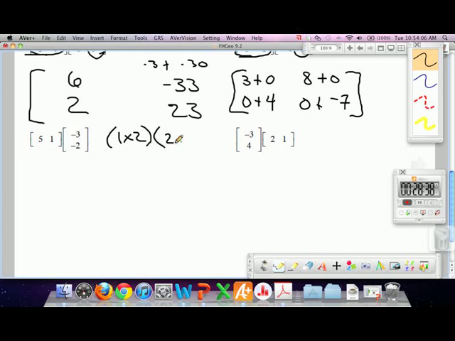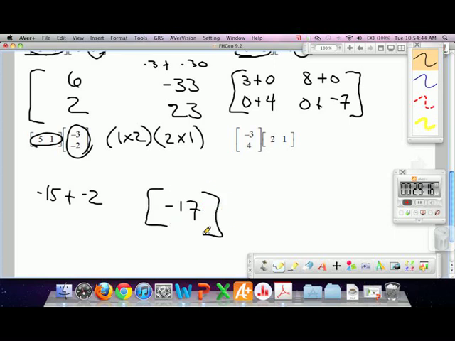So my first entry, I get for the first row, first column. So my first entry in this matrix should be what? 5 times negative 3 is negative 15. Plus 1 times negative 2 is negative 2. So my first entry in this matrix is going to be negative 17. What's our next entry going to be? There is no other entry. This is a matrix with 1 element. What's the size of that matrix? This is a 1 by 1 matrix.